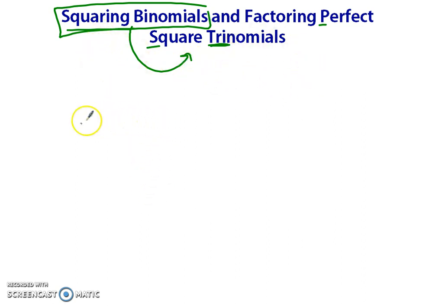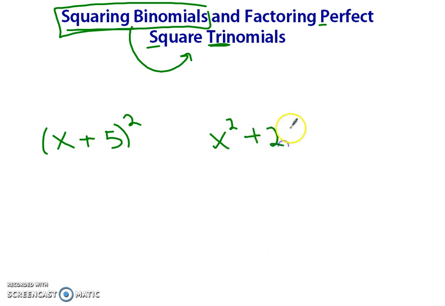So let me give you an example. Here is a very simple binomial, and we're going to square it. Now, I'll be honest with you, it's very tempting to write x squared plus 5 squared, or 25, and that looks great. The problem is it's wrong. So let me just take care of that right now. You can't just square this and square that and call it good. There's no distributive property of squaring.